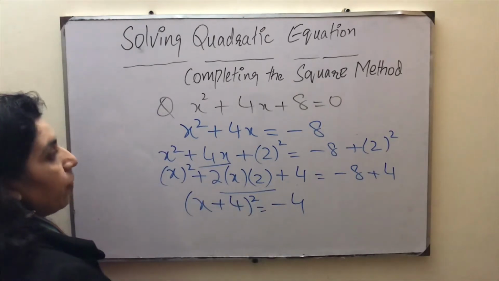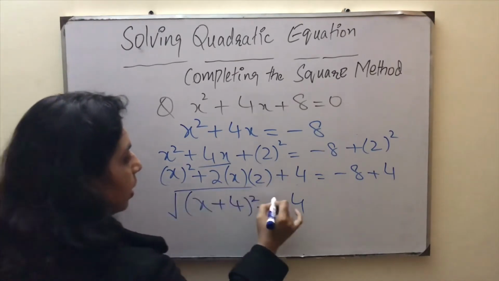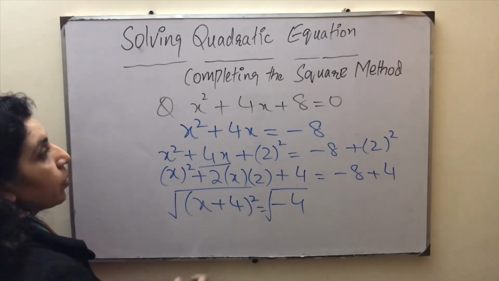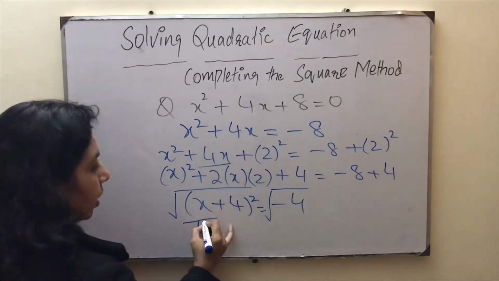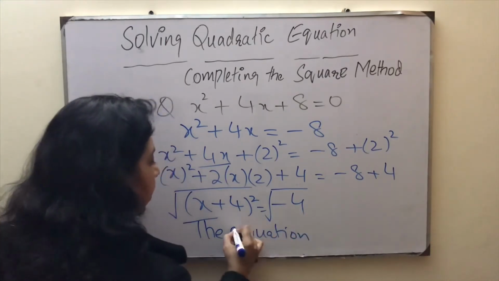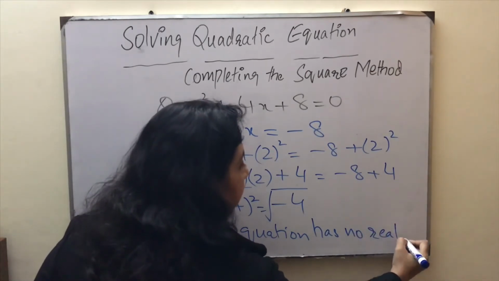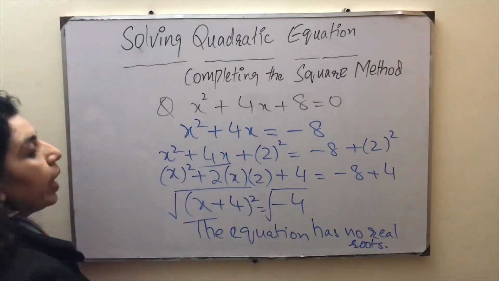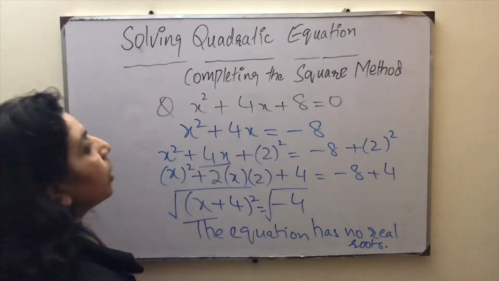This number is negative. So when we take the square root of both sides, the square root of minus 4 is not possible. So this question is not possible with completing the square, as this question has no real roots, or we shall write the equation has no real roots or imaginary roots. Why? The reason is that we cannot take the square root of negative 4. So we shall stop this question here and say that the equation has no real roots.